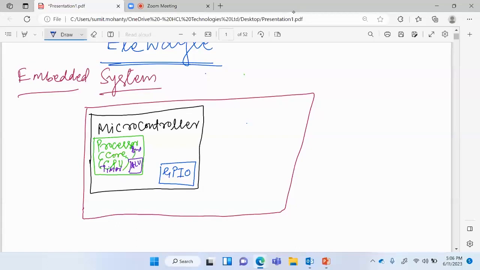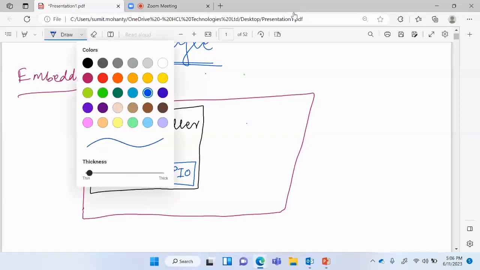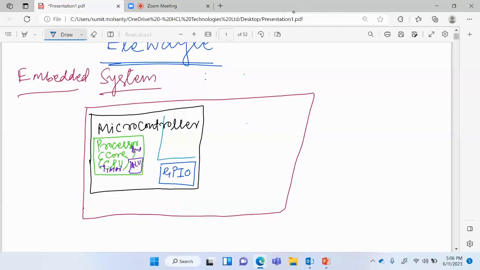Then you may have some communication interfaces. So what are the communication interfaces we can have? You can have a UART. What is UART? That is universal asynchronous receiver and transmitter. That is a wired transmitter. You can have SPI, that is synchronous transmission. You can have I2C, inter-integrated circuit. These are all used for wired transmission.